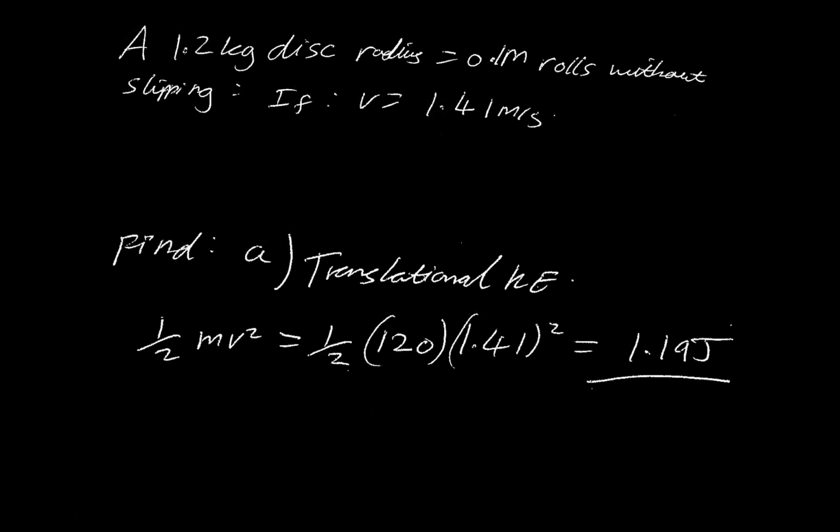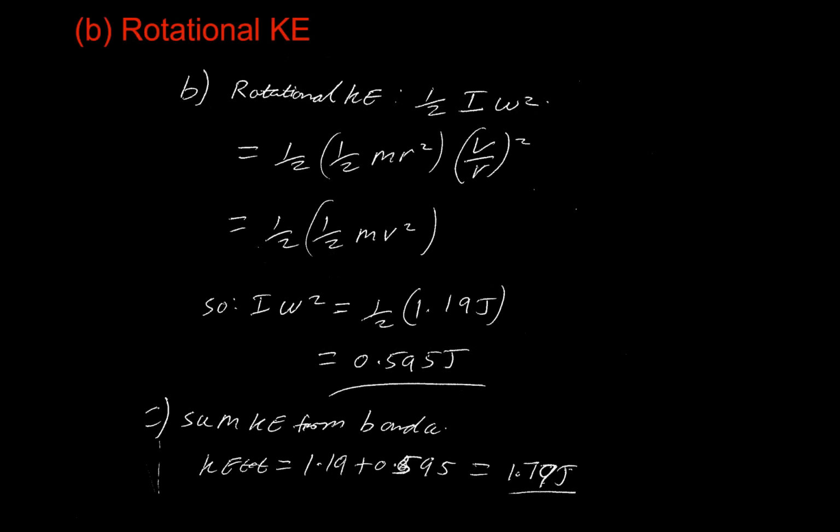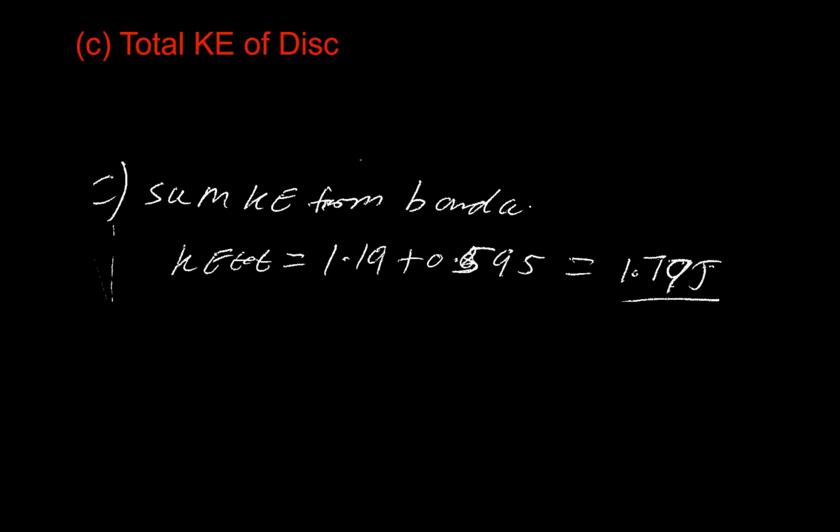So, in terms of the total energy budget here, we saw 1.19 joules of kinetic energy going into moving this object, and 0.595 joules of kinetic energy going into rotating this object. That means the total energy budget of this system is just a sum of the two. If we sum the two, the total kinetic energy is 1.19 plus 0.595, which will give us 1.79 joules.